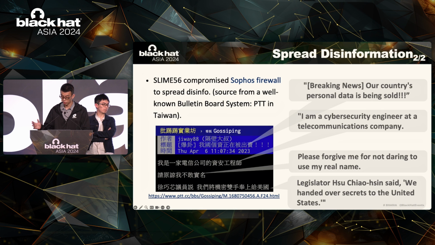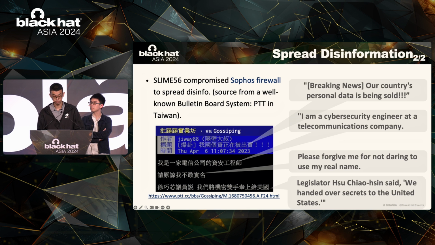The author pretends he is a cybersecurity engineer at a telecommunication company, and he pretends he has evidence that our government sold our secrets to the United States. And we checked the source IP address. We found that the IP address is from the company's Sophos firewall in Taiwan, and the company's firewall is also implanted by the malware.